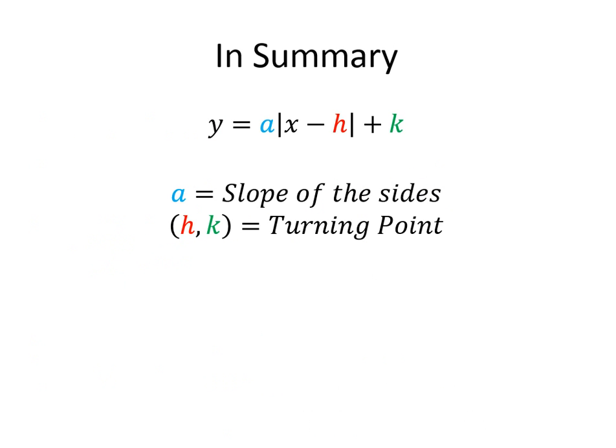Alright, so a summary. The A, the number out front of the absolute, is the slope of the sides. H and K tell you the turning point. The one inside tells you the horizontal change, and the one on the outside tells you the vertical change. It's kind of a summary.